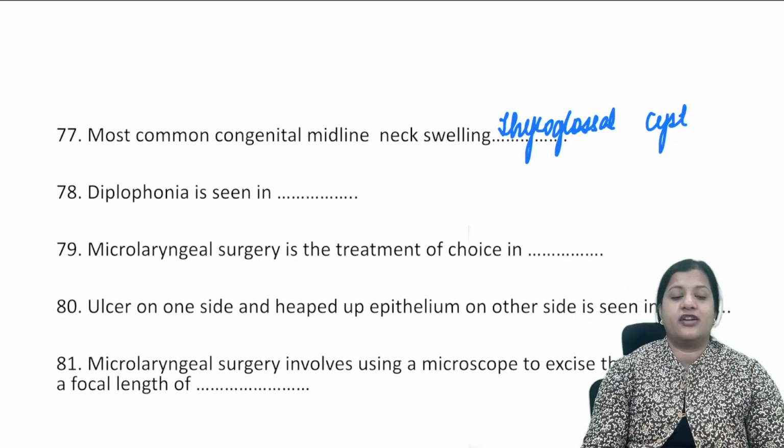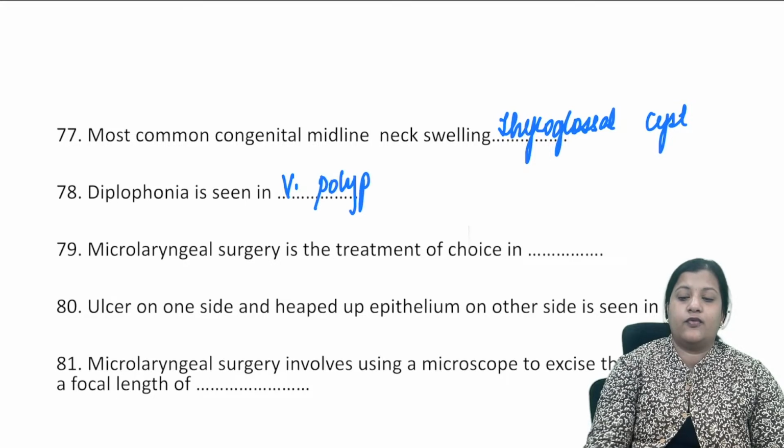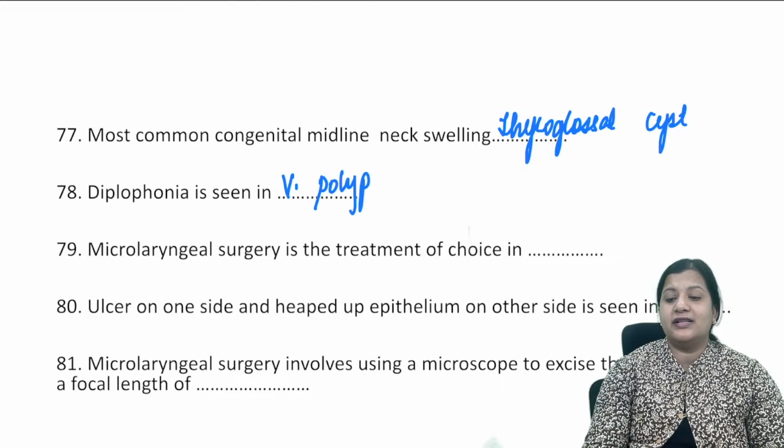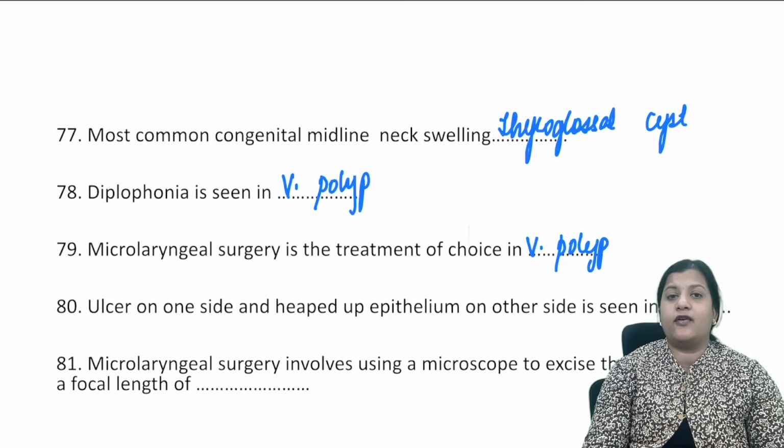Diplophonia is seen in which condition? Vocal polyp or vocal nodule? Diplophonia is a feature of vocal polyp. Microlaryngeal surgery is the treatment of choice in vocal polyp, whereas in nodule we can wait and watch.